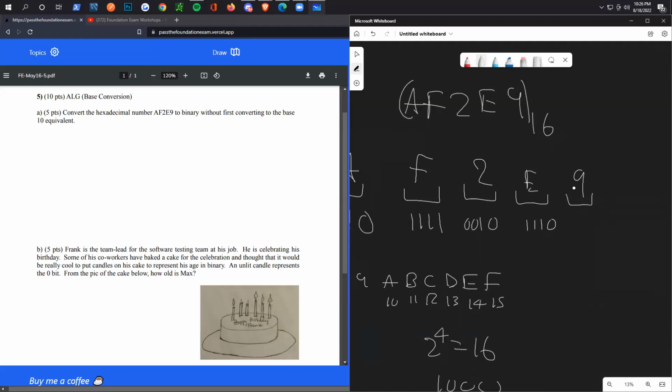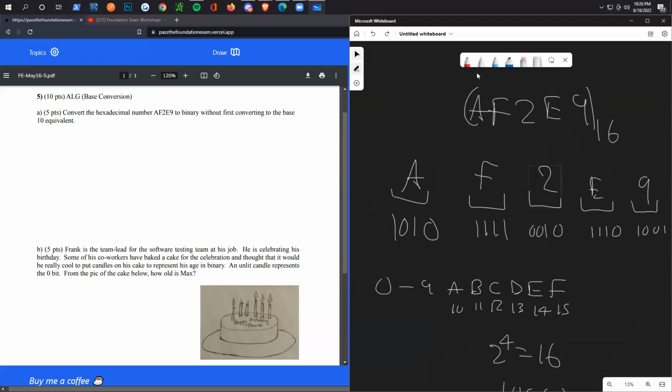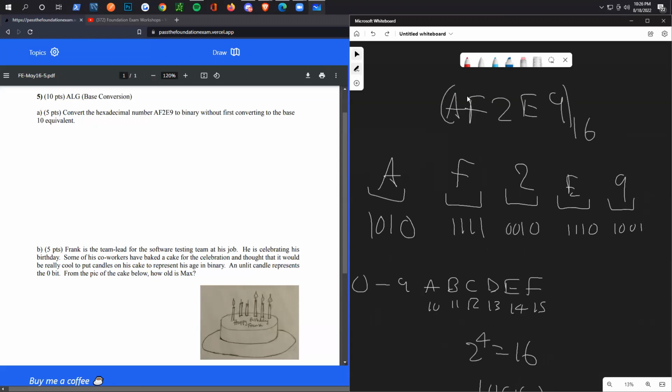And now we're going to have 9. So 9 is just going to be this right here. So this is 8. This is 1. That's 9. And that's pretty much it. That's our answer. That's all you got to do. So this right here is your answer.